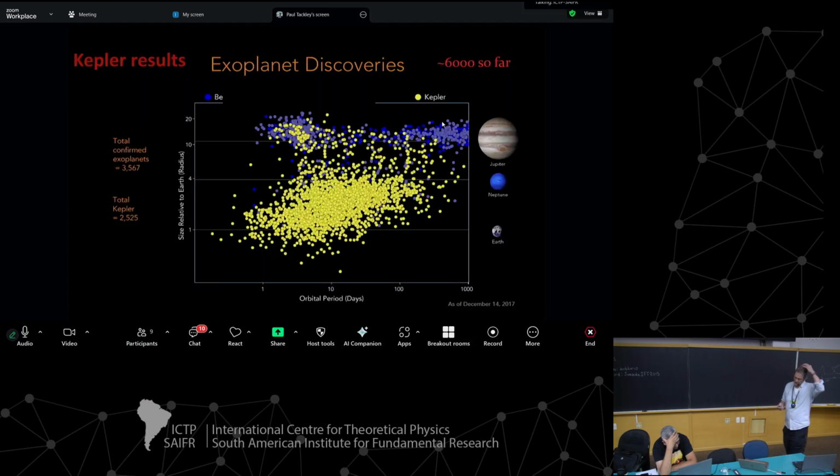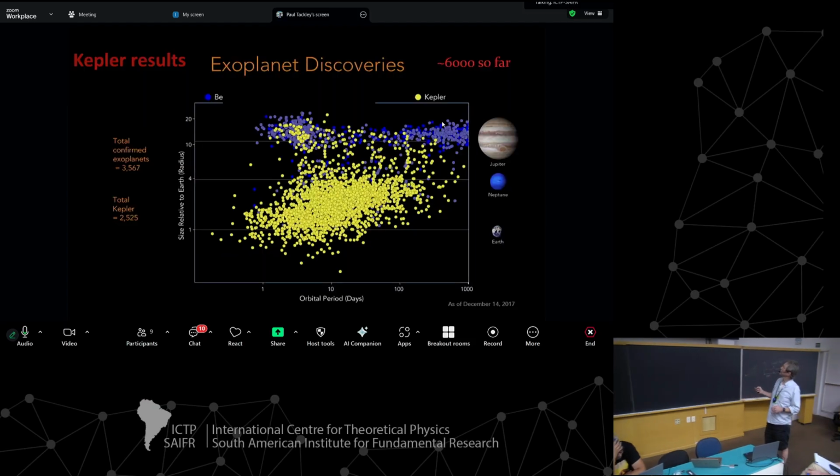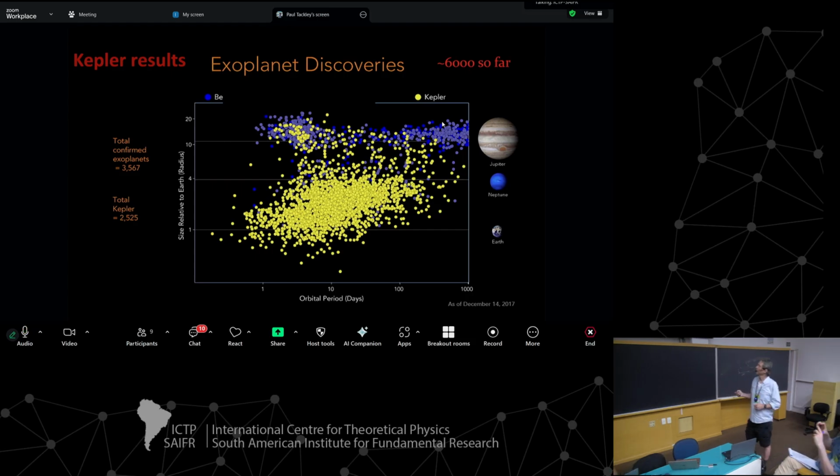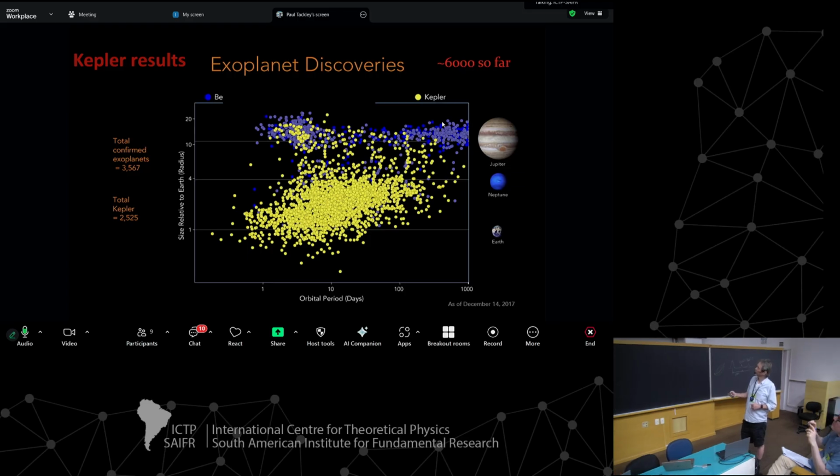So this is sort of out of date, but still the distribution looks the same. About 6,000 exoplanets of all types have been discovered. And this is a standard sort of diagram which shows them versus orbital period, which maps into distance from the star. And this is size relative to Earth. So here's one Earth and sort of Neptune size or Jupiter size. So yeah, a number of Earth-sized planets or smaller have been discovered.